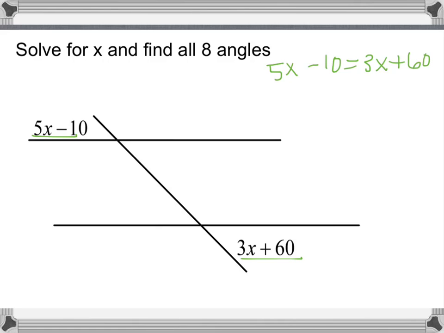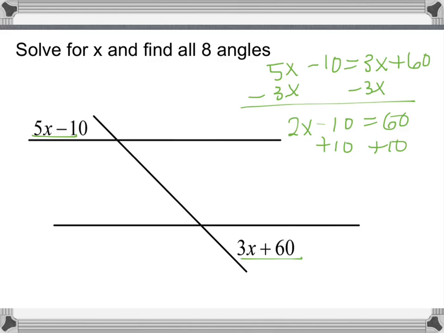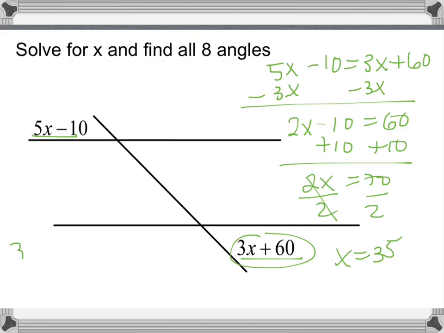So let me subtract 3x from both sides. And I'd have 2x minus 10 is equal to 60. Add 10 to both sides. So 2x is equal to 70. Divide by 2, and I have x is 35. Okay. Now, if x is 35, let me just put it into one of these expressions. 3 times 35 plus 60. So it's 105 plus 60 is 165.